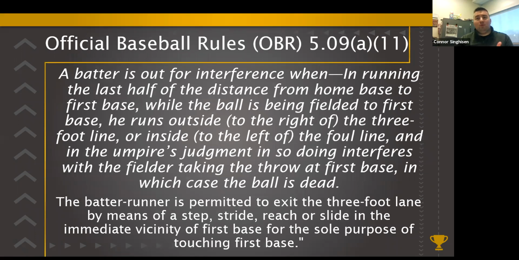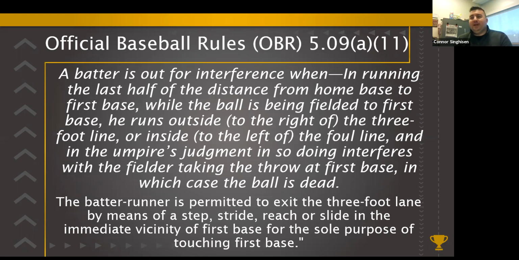And the official baseball rules, which include amateur baseball in South Dakota, American Legion baseball, say that a batter is out for interference when, in running the last half of the distance from home base to first base, while the ball is being fielded to first base, he runs outside to the right of, or inside to the left of, the batter's lane, and in the umpire's judgment, interferes with the fielder taking the throw at first base, in which case the ball is dead.